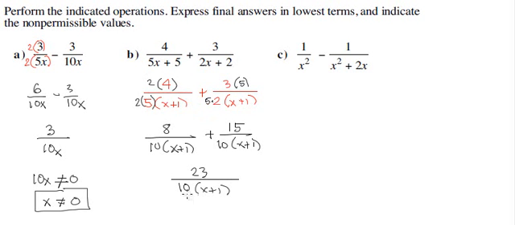For non-permissibles here, well, either 10 cannot equal 0, I'm not worried about that, 10 never equals 0, but we also have x plus 1 can't equal 0, which means x must never equal -1. That's our only NPV. Last one.